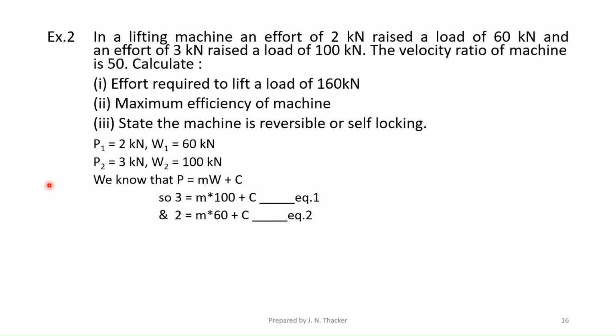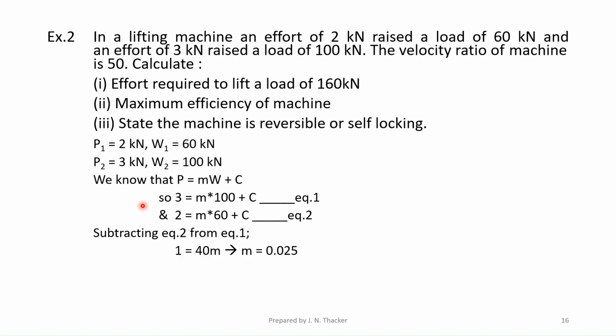So for the first equation, you will get when P is 3, W is 100, right? So first is 3 is equal to m into 100 plus C. That is your equation 1. In the second case, when P is 2, W is 60. So 2 is equal to m into 60 plus C. That is your equation 2.